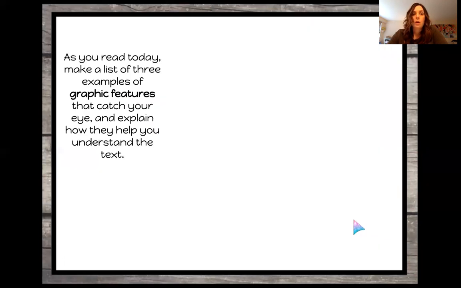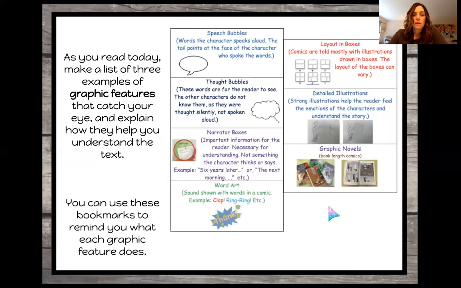As you read today, you are going to make a list of 3 examples of graphic features that catch your eye and then explain how they help you to understand the text. You can use these bookmarks to remind you what each graphic feature does. So remember, we have speech bubbles. Those are words that the character speaks out loud. Thought bubbles are words for the reader to see. So the characters aren't saying these words out loud, but they're thinking them silently. There are narrator boxes or captions, like in the previous example where it said later that week. And those are something that is necessary for you, the reader, to understand, but not for the character to know.